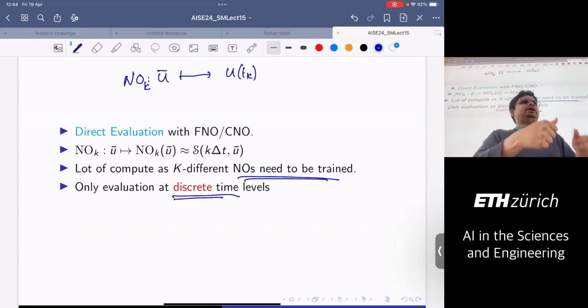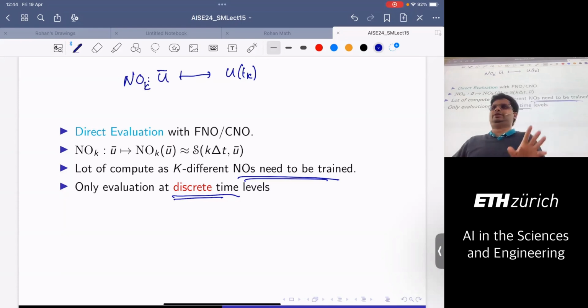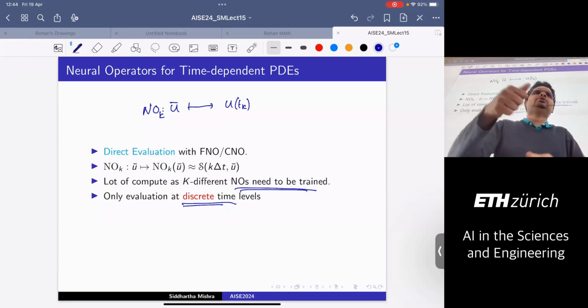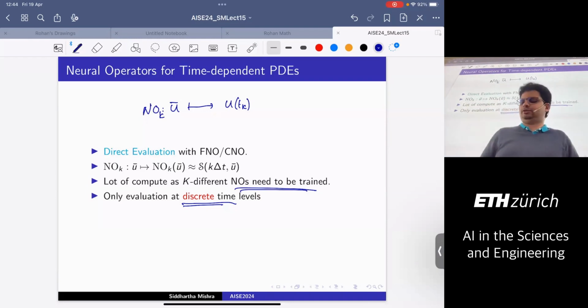So if you want to take something out of the box, apply FNO, this is a way to go. But this is very, very inefficient, and no one does it, right? So this is just the starting block itself, and it can be thrown out. But we have to somehow introduce time into the scheme. Otherwise, it does not work.